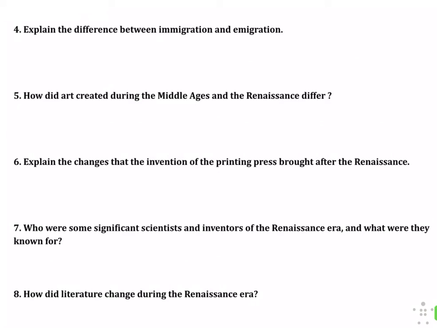All right, number 8. How did literature change during the Renaissance era? So remember, during the Renaissance era, now we have more books in circulation. Now books are more common. Now more people can read and write. So the way that literature changed as well is that we're moving away from the Middle Ages, where they focused a lot on faith, focused a lot on their God. Now they're moving into the Renaissance era, which is focusing a lot on the individual.